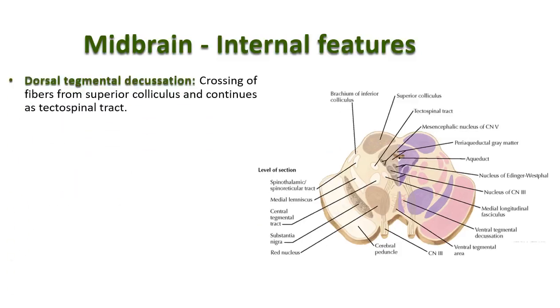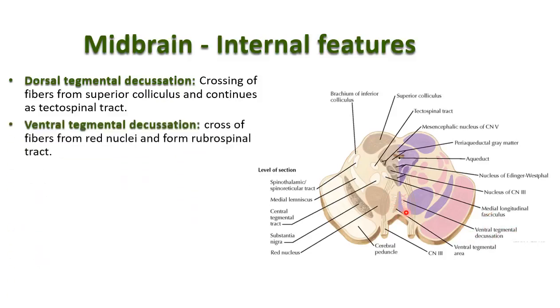The other features you see are the tegmental decussations, dorsal and ventral tegmental decussation. This is your dorsal tegmental decussation, and this is your ventral tegmental decussation which you are able to see here. Dorsal tegmental decussation is mainly for the fibers of the superior colliculus crossing and forming the tectospinal tract, and ventral tegmental decussation is crossing of the red nucleus fibers. So ventral tegmental decussation is crossing of the red nucleus, and dorsal tegmental decussation is your tectospinal tract.